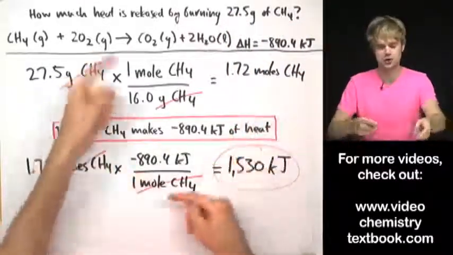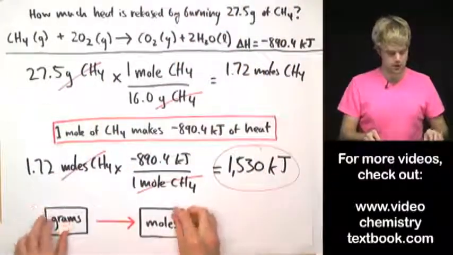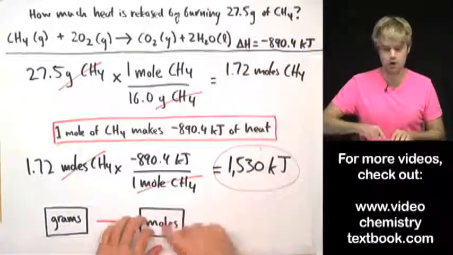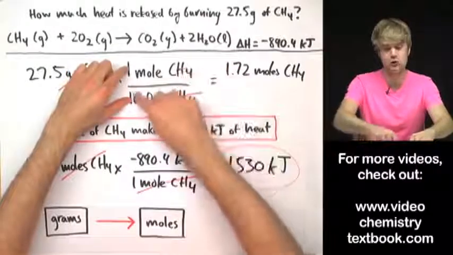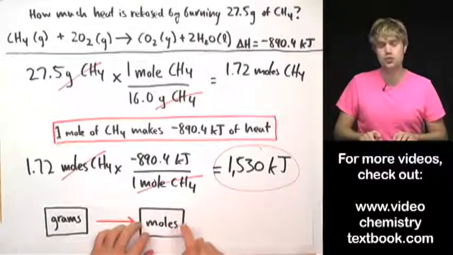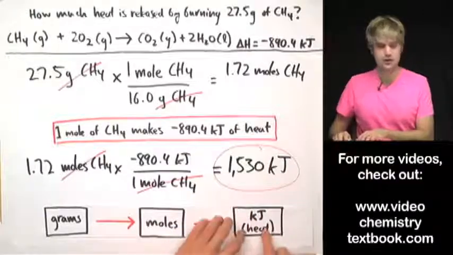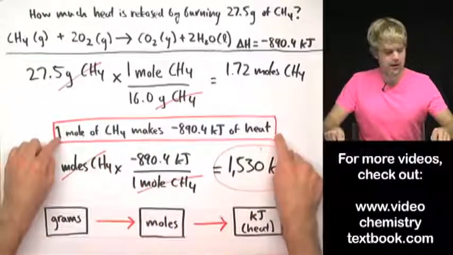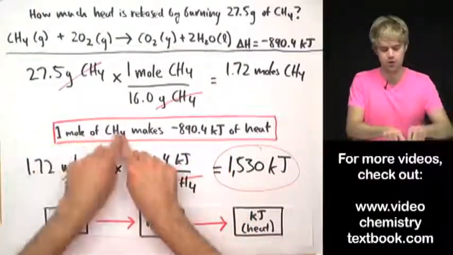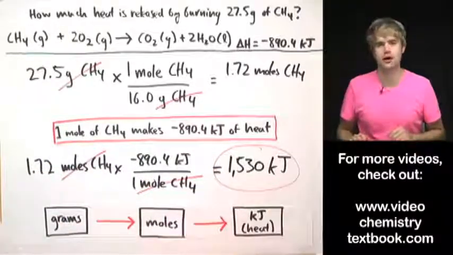Let's take a minute to look at the steps that we went through because we're going to have to use them for future problems, okay? The first thing that we did was we took grams of CH4 and converted it to moles of CH4. We used a conversion factor that included the molecular weight to do this step. Then once we had moles, we used that to get kilojoules of heat. We made use of a conversion factor that included this information here, that 1 mole of CH4 made this much heat, multiplied them, and that's how we got the total amount of heat.